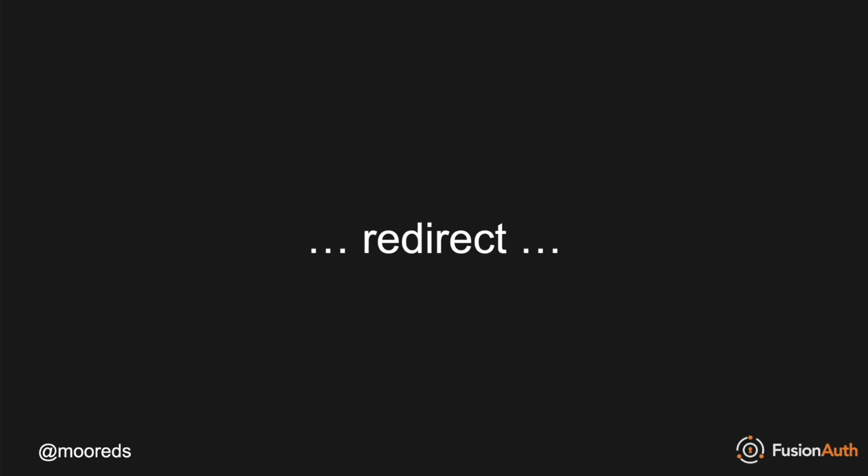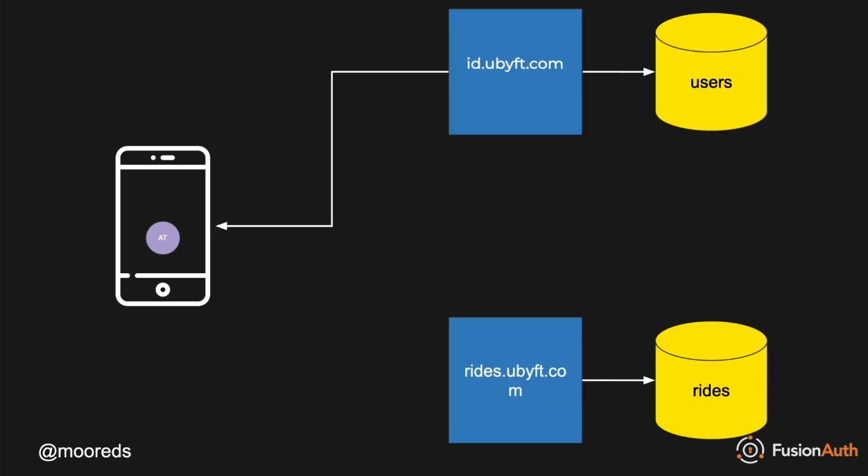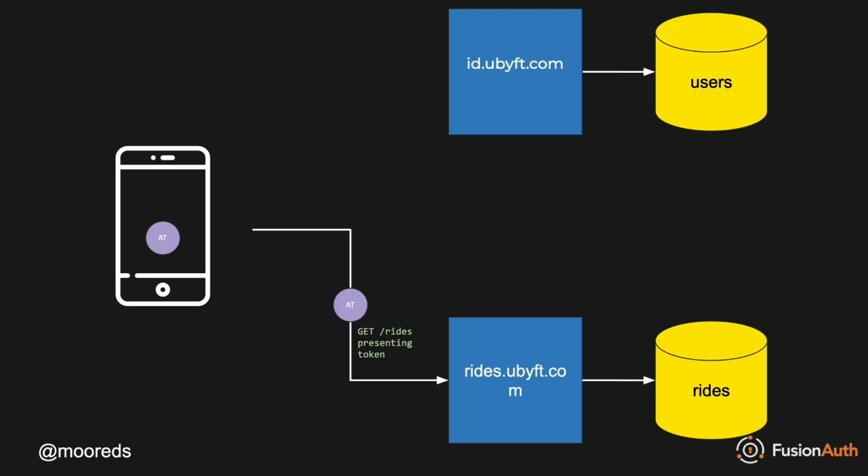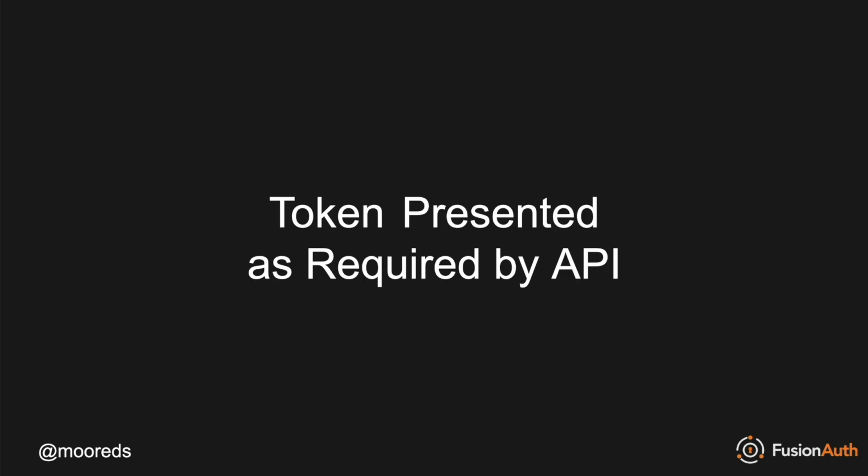After that page is requested, you're going to go through that whole redirect dance and get the tokens. I'm going to skip right to getting the access token here. And again, we don't have the ID token because we removed that scope. Now we can present that access token to the Ubift.com rides API, and the token should be presented per the documentation of the API.